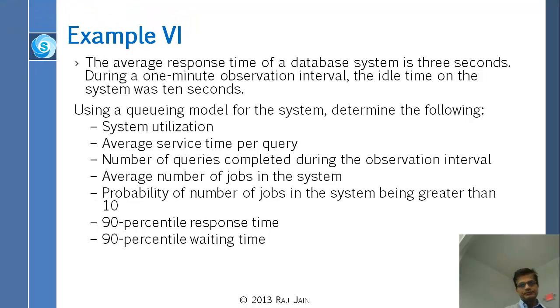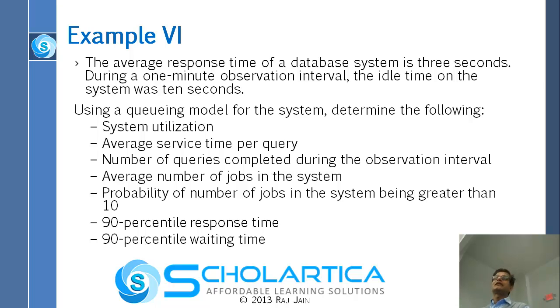Here is the example. The average response time of a database system is 3 seconds. So you did the measurement, and you found out that your database system takes 3 seconds to answer the query. You ask, what is my balance? And it tells you in 3 seconds. During a 1 minute observation interval, the idle time on the system was 10 seconds. You observed it for 1 minute, 60 seconds. Out of that, it was busy for how long? 50. And 10 it was idle. That's all you know.